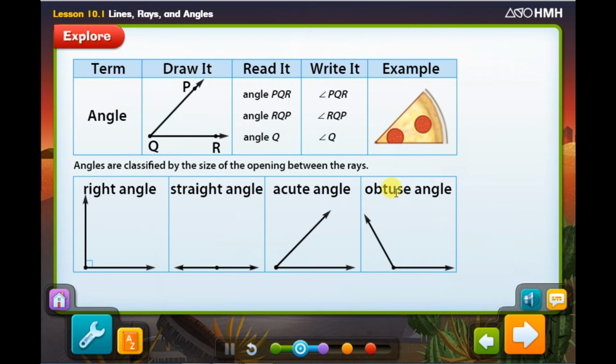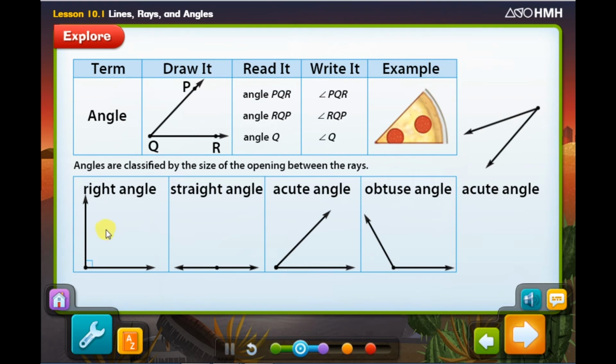So let's try to classify an angle. How would you classify this angle? It's a small angle, so it is an acute angle. To classify an angle, you can compare it to a right angle. This angle is smaller than a right angle, so it is an acute angle.